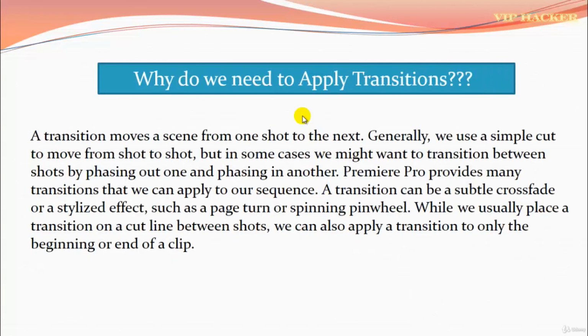Now let us see, why do we need to apply transitions? A transition moves a scene from one shot to the next. Generally, we use a simple cut to move from shot to shot, but in some cases, we might want to transition between shots by phasing out one and phasing in another. Premiere Pro provides many transitions that we can apply to our sequence. A transition can be a subtle crossfade or a stylized effect, such as a page turn or a spinning wheel. While we usually place a transition on a cut line between shots, we can also apply a transition to only the beginning or end of a clip.